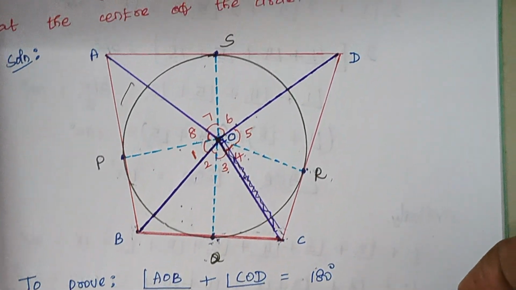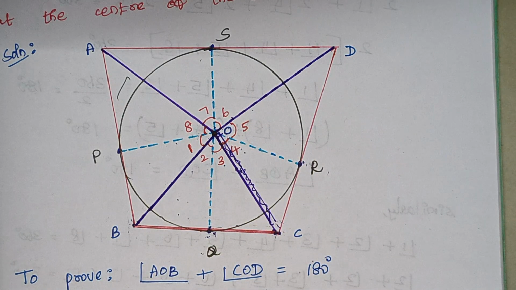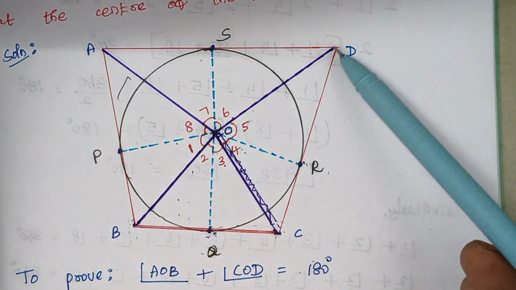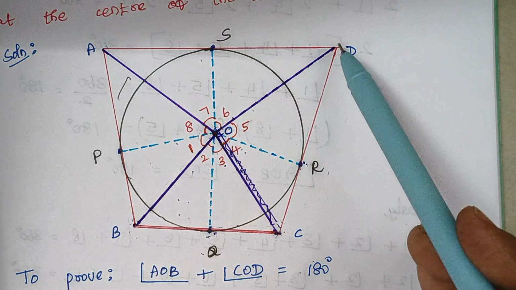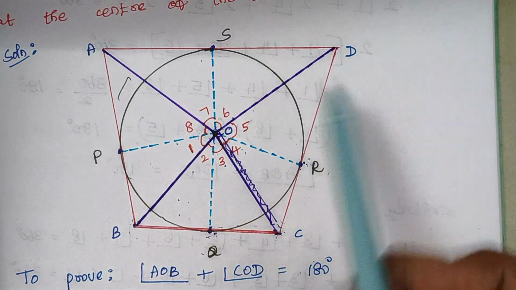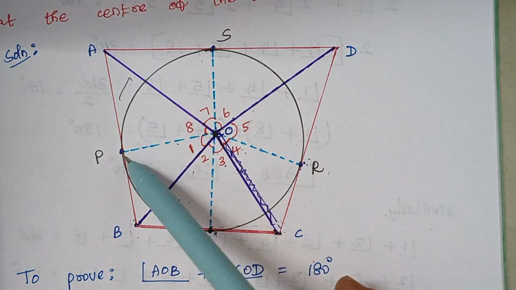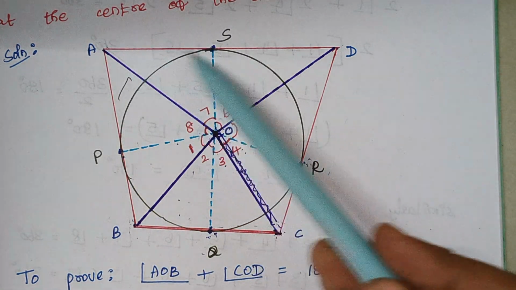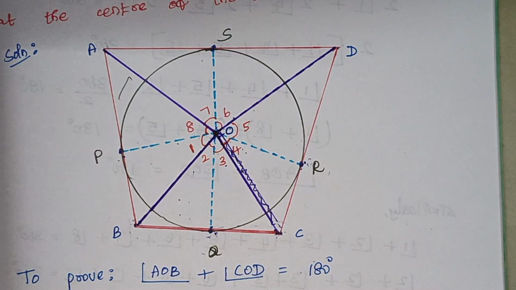Same way angle 5 equal to angle 6. Again the same thing holds good. You see OS is equal to OR. OD is common. And DS is equal to DR, because D is an external point and DS and DR are tangents. Similarly, OA is common. OS is equal to OP. And then AS is equal to AP. Again the same criteria.